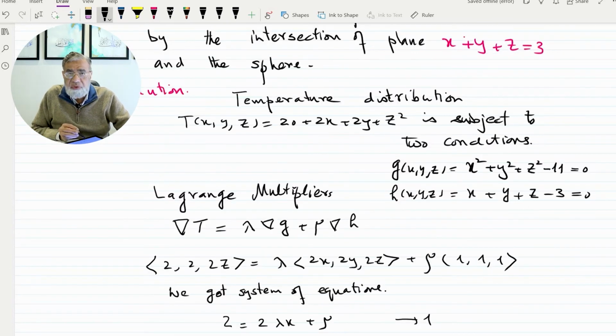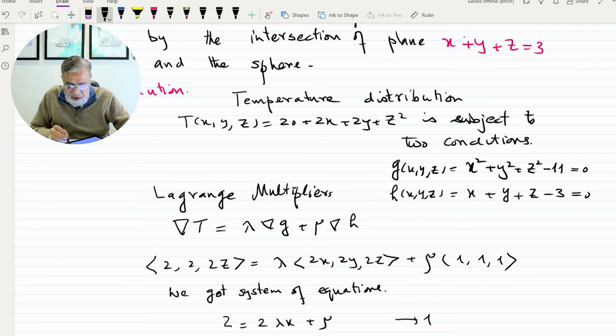For the temperature distribution, we find the gradient. Tx, the derivative with respect to x, taking y and z as constant, we get 2. The partial derivative with respect to y, taking x and z as constant, gives 2. And then the partial derivative with respect to z, taking x and y constant, gives 2z.